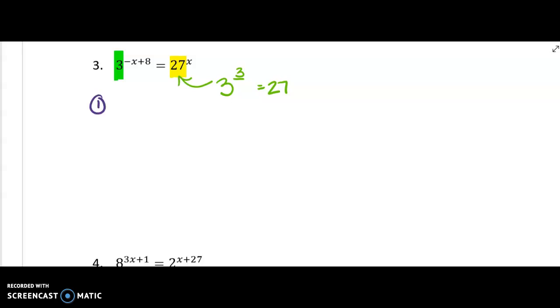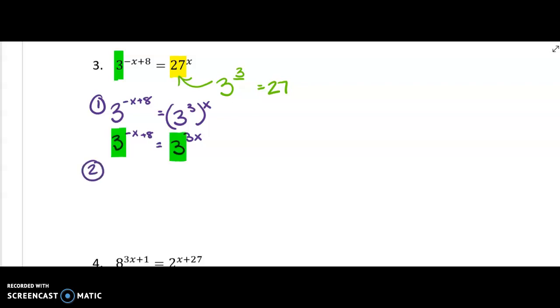So that's step 1. We adjusted, and we're now making it 3 to the negative x plus 8 equals 3 to the third power raised to the x power. That is step 1. Now I'm going to simplify this down. We get 3 to the 3x power. So if you remember back in Math 2, if you raise a power to a power, they multiply. Okay, so then we can now move on to step 2. Because we have the same base now, we can now set our exponents equal to each other. And then we solve for x. So I'm going to add x to both sides, divide by 4, and I get x equals 2.